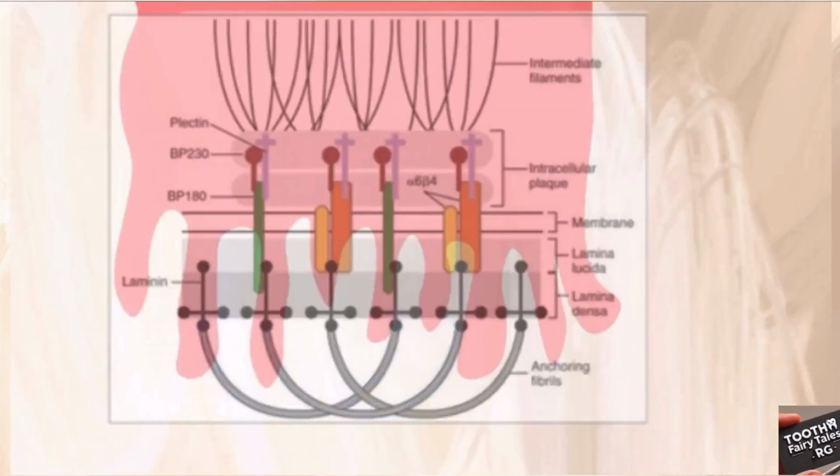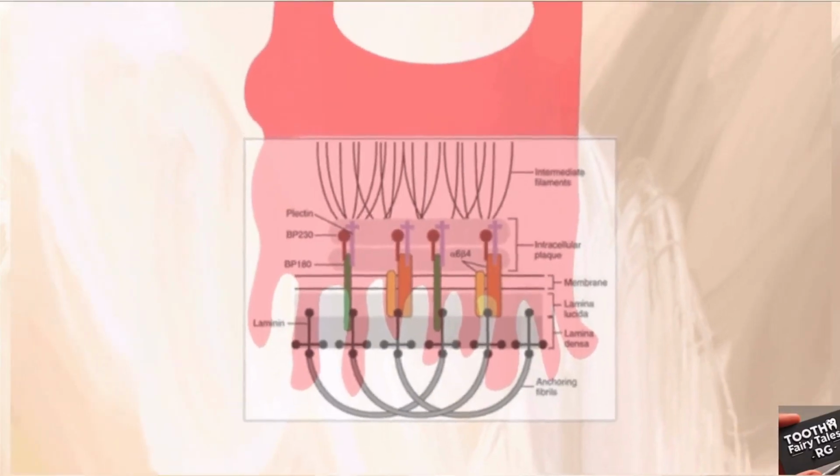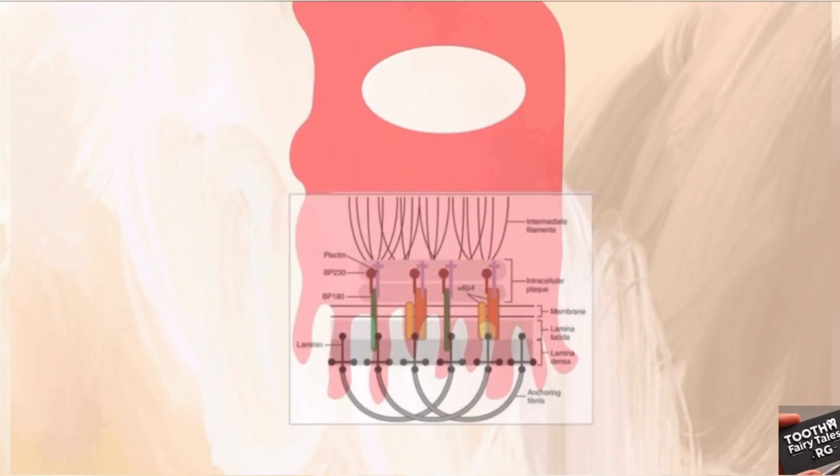There are some anchoring fibrils which are attached to the laminin. So this is how the hemidesmosome is establishing the connection between the basal epithelial cell and the basal lamina.